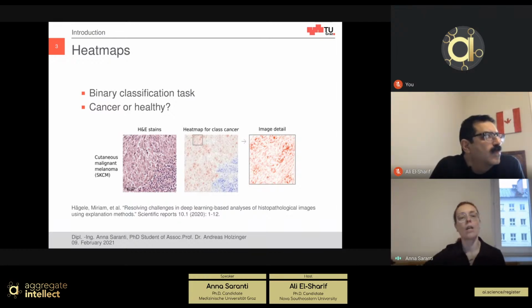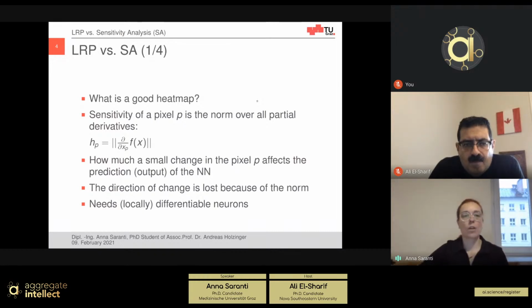And usually, doctors, as well as neural networks, have to see a lot of images of cancerous tissue to decide if a patient has cancer or doesn't have cancer, or in what stage the cancer is. So the question is, what is a good heat map? How do we know that a heat map is informative? How do we know that a heat map is more interpretable?